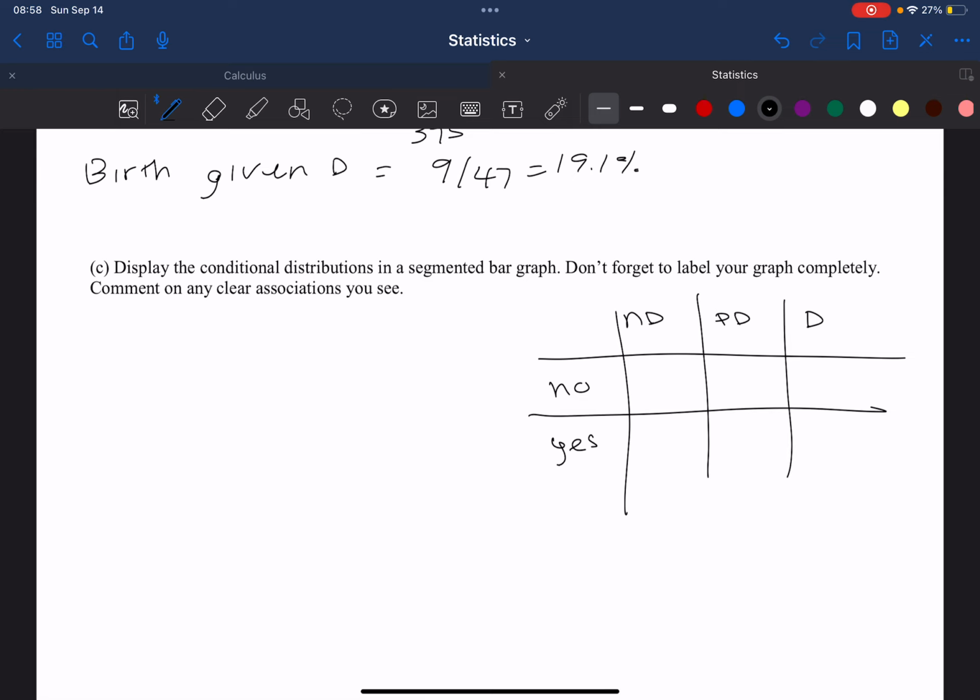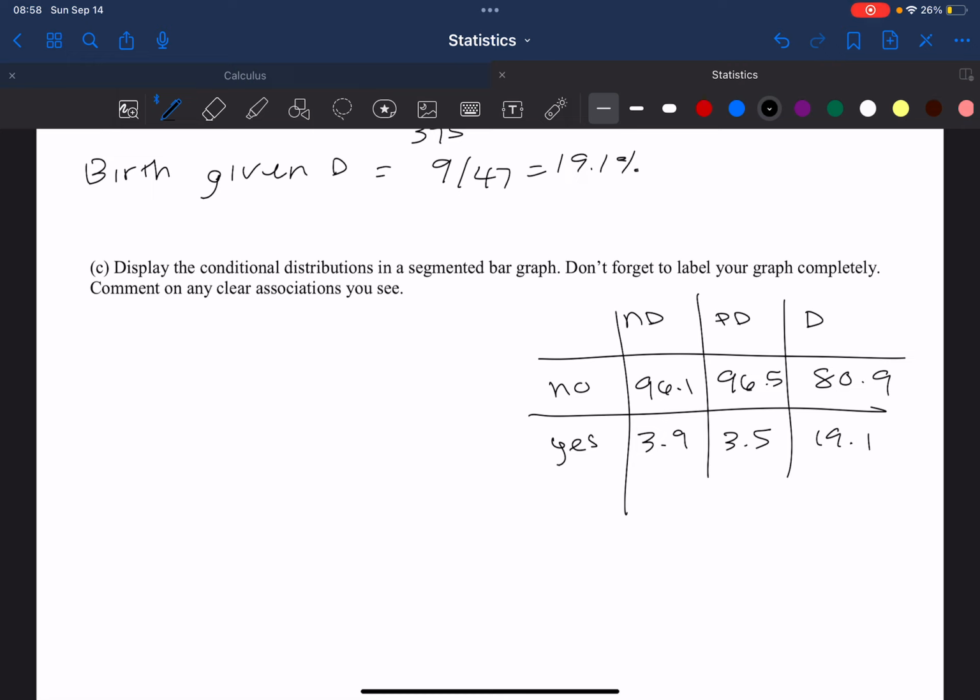Okay. Well, we already found all the yeses. This was 3.9, 3.5, and 19.1. And we know the total in each column is supposed to be 100%. So I can do 100 minus 3.9 and get 96.1. Or 100 minus 3.5 and get 96.5. And then the same thing and get 80.9 for diabetic.